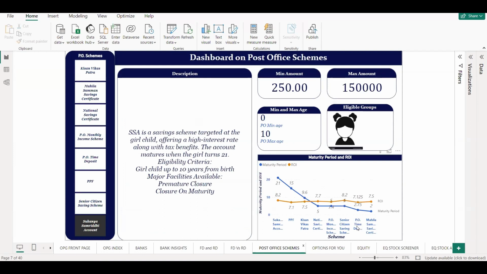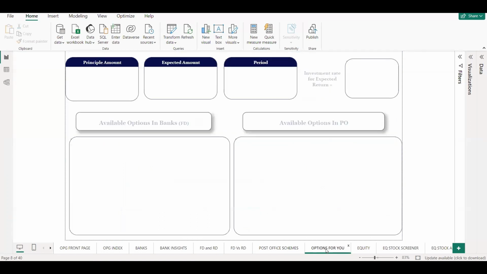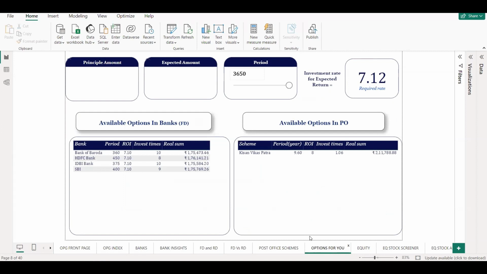And this is a dashboard on post office schemes that is a very similar comparison to banks. And here you can choose the options for you, and you can select the expected amount and rate of return. And this will enable you to decide your desired investment rate or expected return and help you choose the bank that meets your expected investment goals.